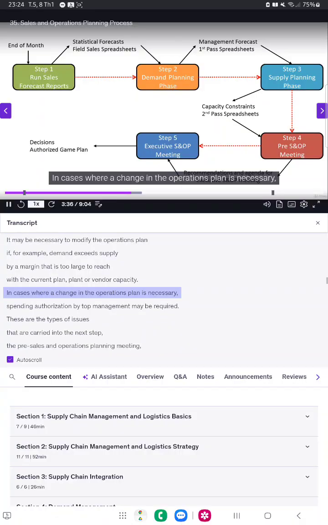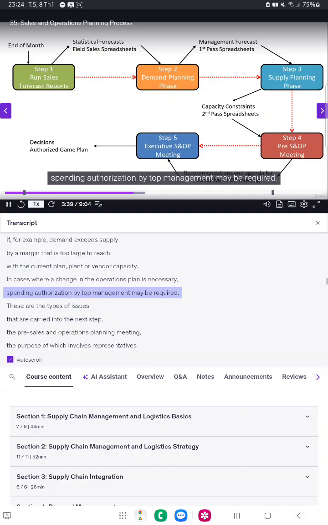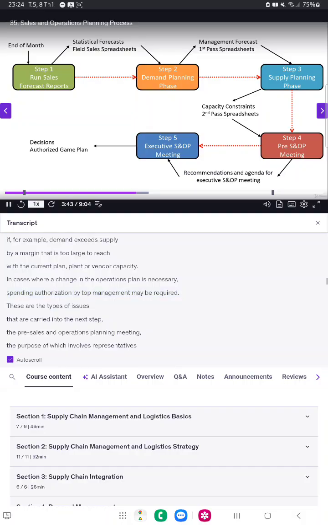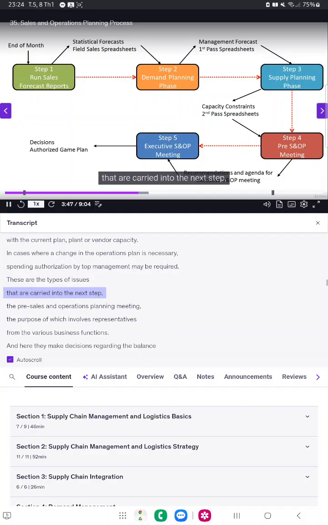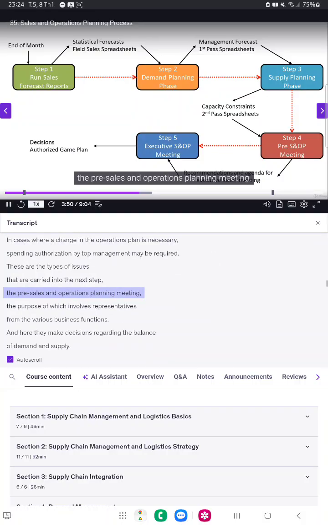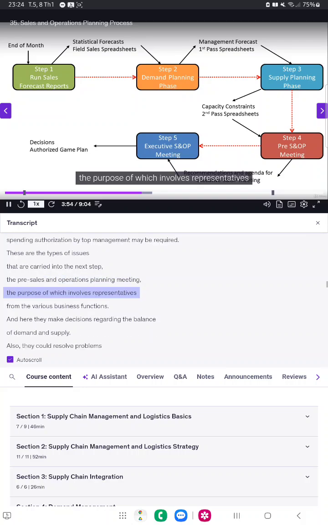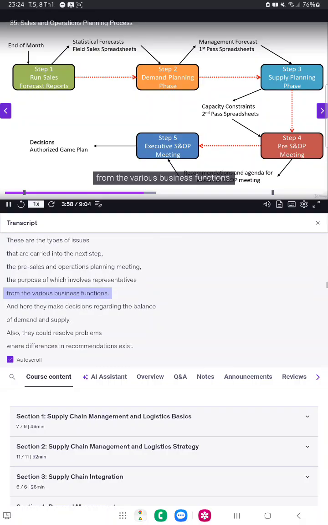In cases where a change in the operations plan is necessary, spending authorization by top management may be required. These are the types of issues that are carried into the next step, the pre-sales and operations planning meeting, the purpose of which involves representatives from the various business functions.